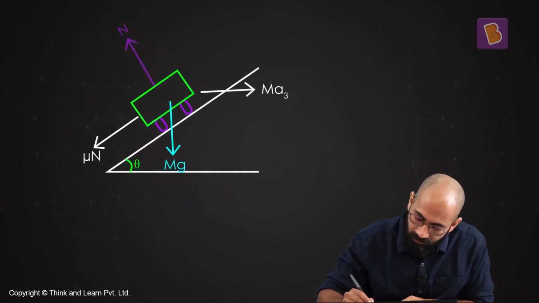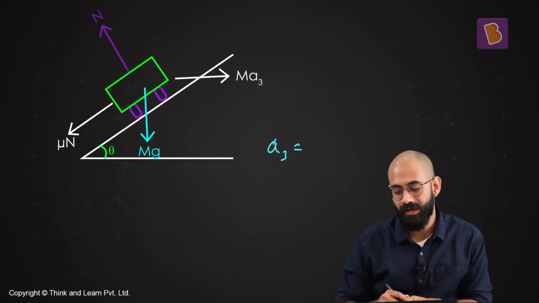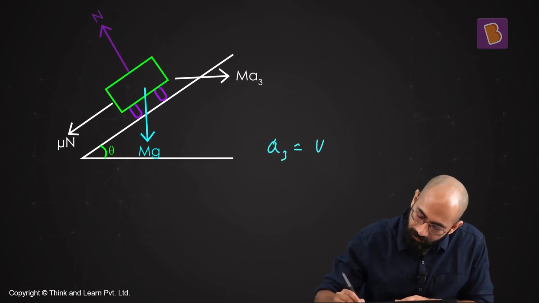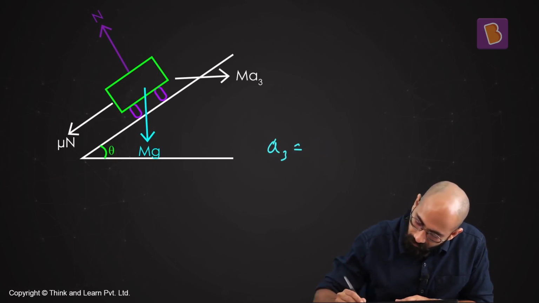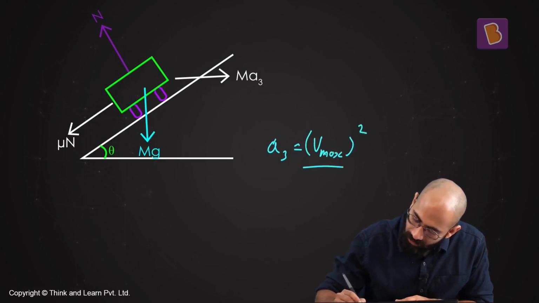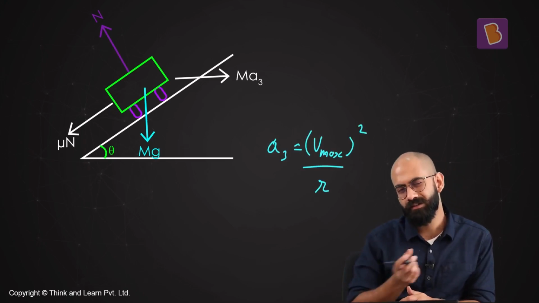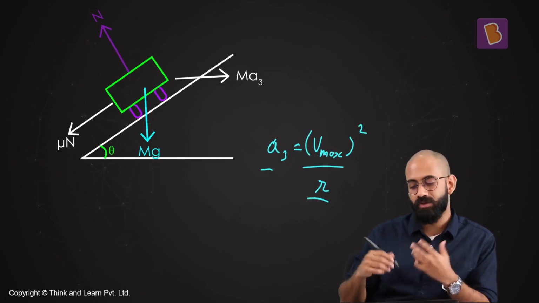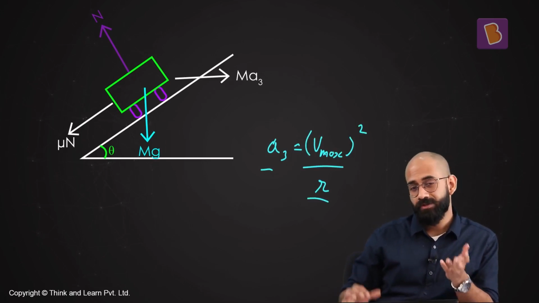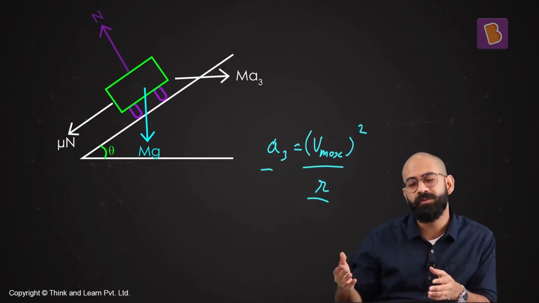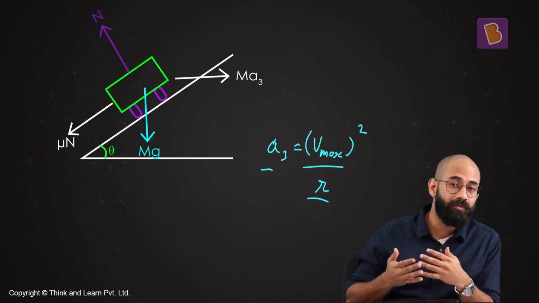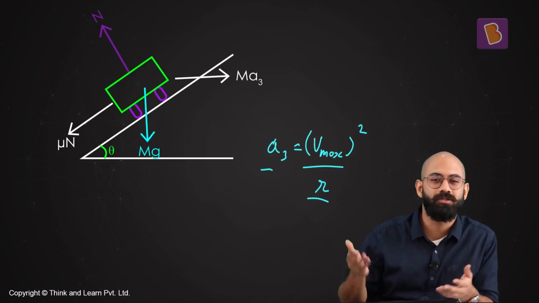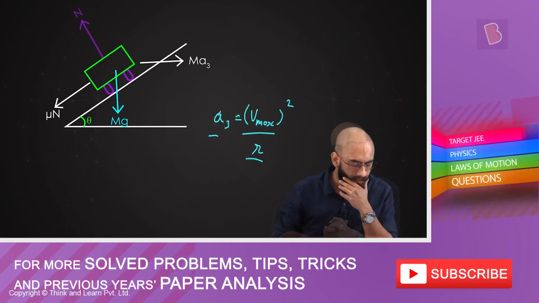If we solve these equations, we find this value of A3, and we know that A3 will be equal to V max squared by R, right? Where R is the radius of the zone, and that's constant. So if we find A3, and we know R, we can find V max squared, and therefore V max. This way we can find the minimum value of speed and the maximum value of speed, and we have to check which options are within these values, and that's how you solve the problem.